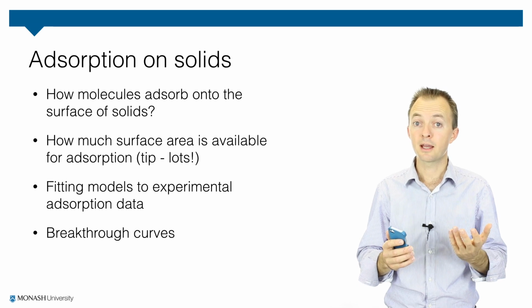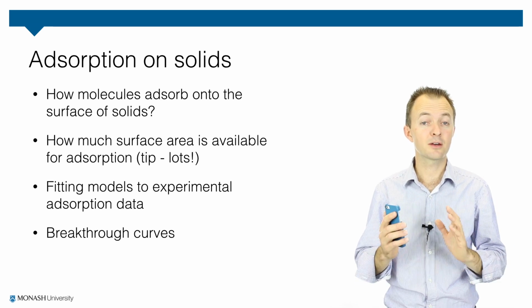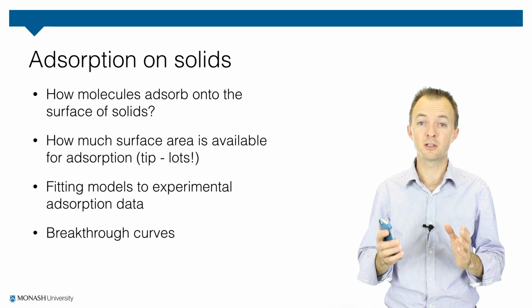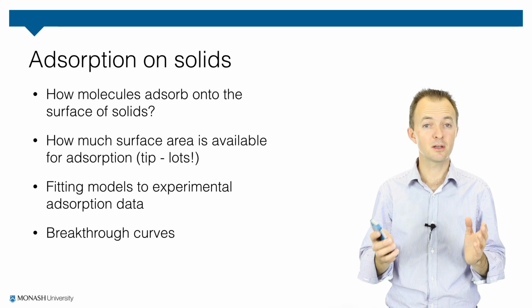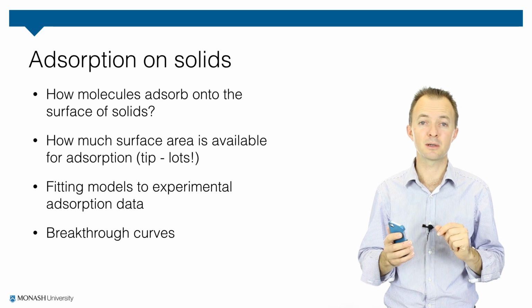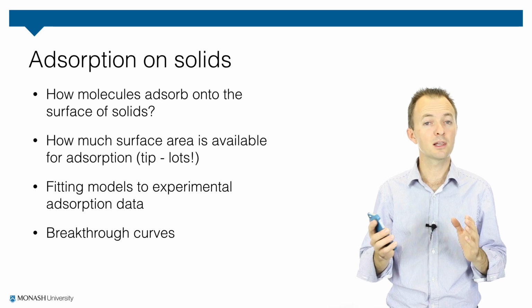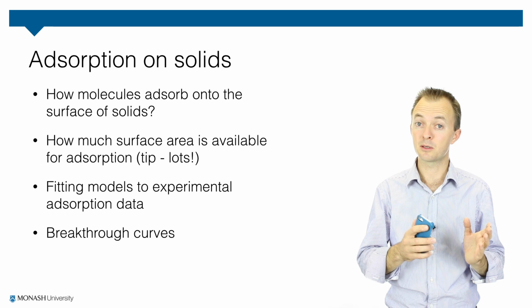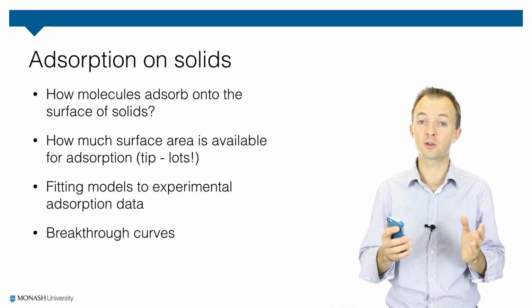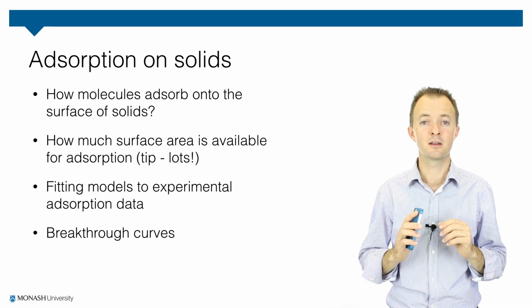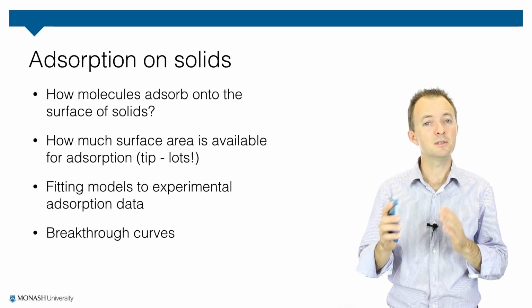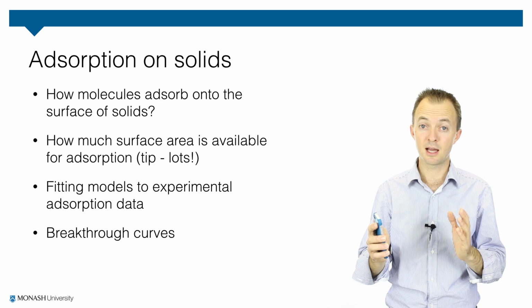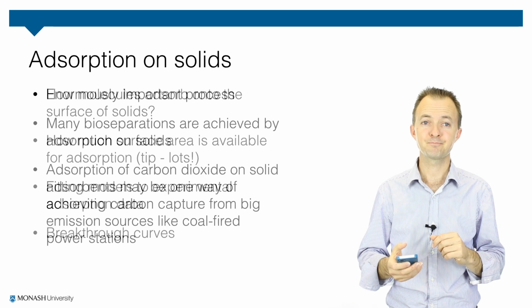We will look at how we gather experimental data in the lab on the performance of particular adsorbents in particular systems and how we can fit theoretical curves to that experimentally gathered data. And finally, we'll look at a second type of experimental data that's gathered, which are called breakthrough curves, and in particular, how the data gathered in the lab on breakthrough curves can be scaled up to design large adsorption columns.